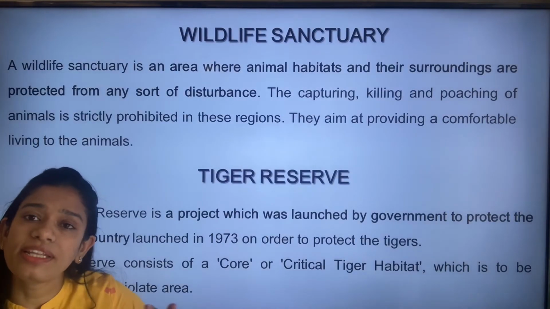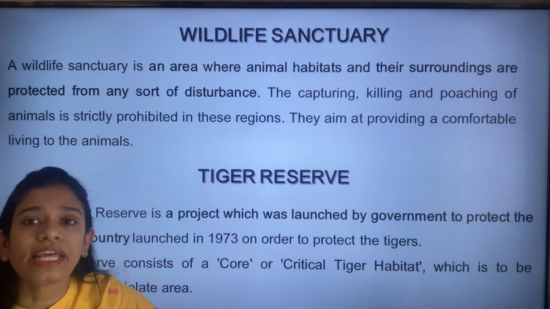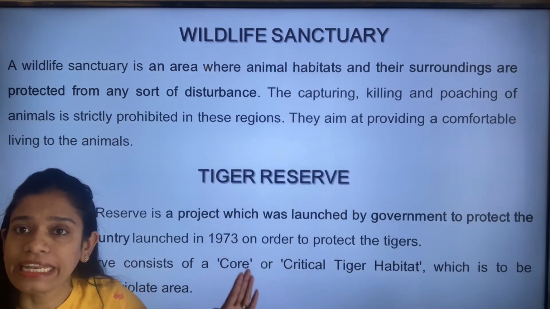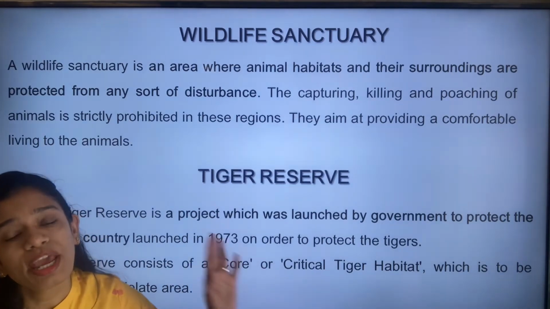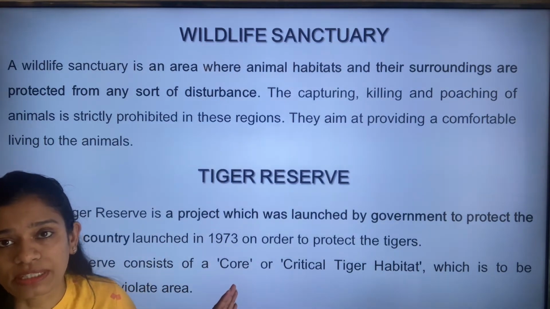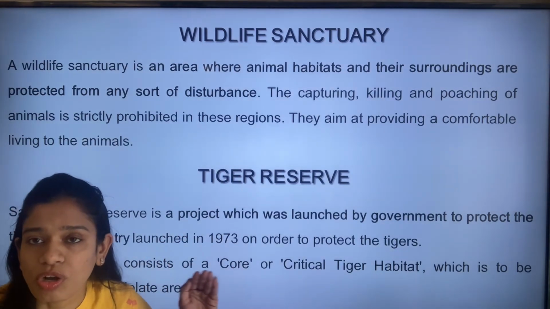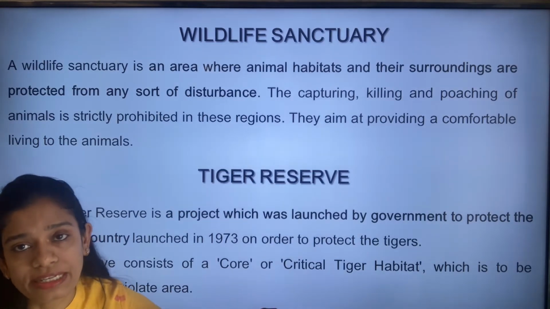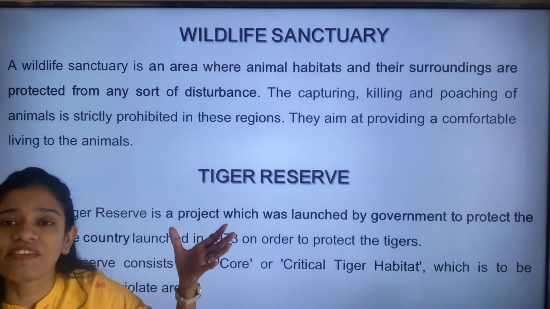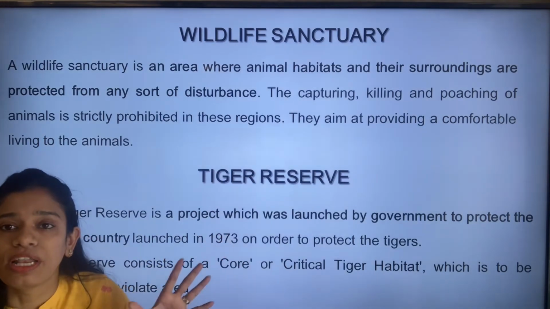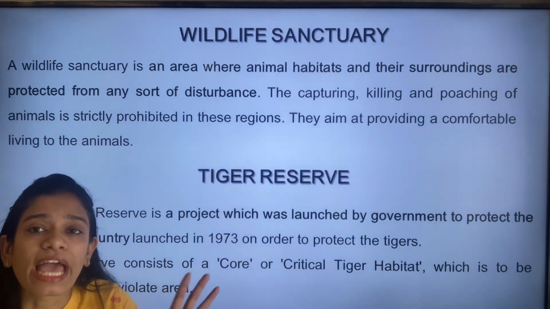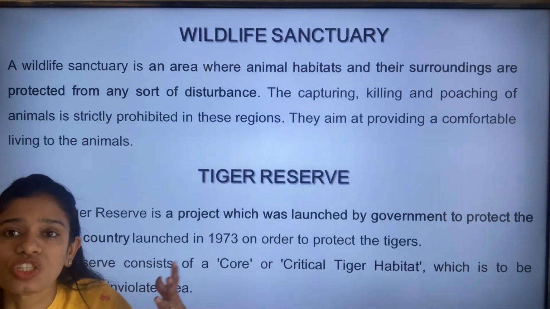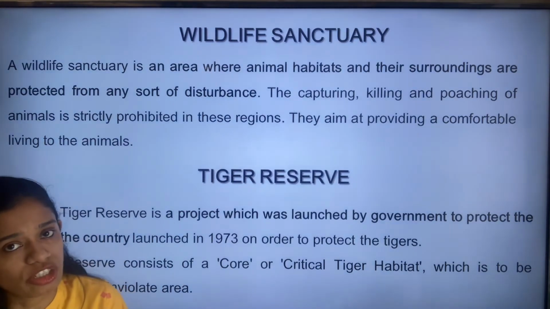So they are maintained in the natural habitat, and they are protected from capturing, killing, poaching, and hunting by human beings. Even in a national park this is done, because in a national park people are not allowed to enter easily. Whereas in a wildlife sanctuary, you are allowed to enter, but these activities are not allowed. Even a wildlife sanctuary is not as huge as a national park.